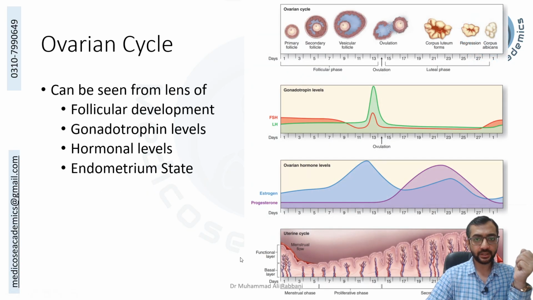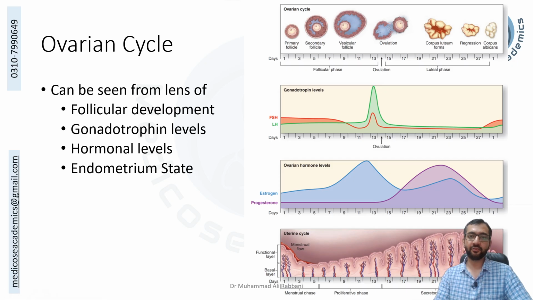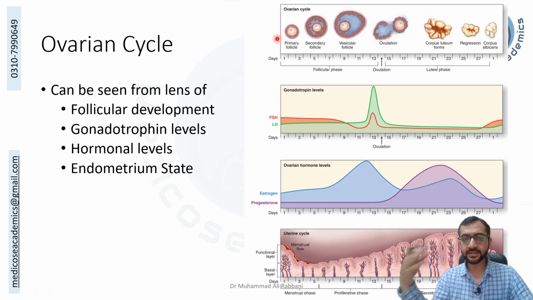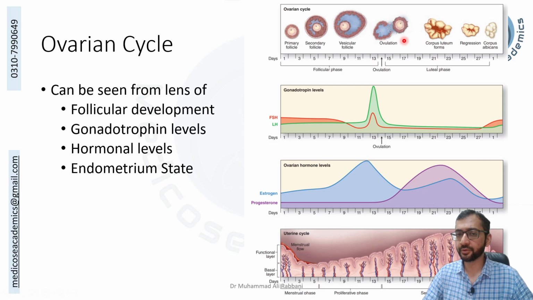So what happens in puberty? This is a picture. You can see these events from different vantage points. You can see them from the events of follicle development. The primordial follicle will convert to primary, secondary, vesicular. The follicular growth phase is called the follicular phase. And you have ovulation, and after ovulation we have left behind the corpus luteum that initially grows and then regresses. So you have the luteal phase.